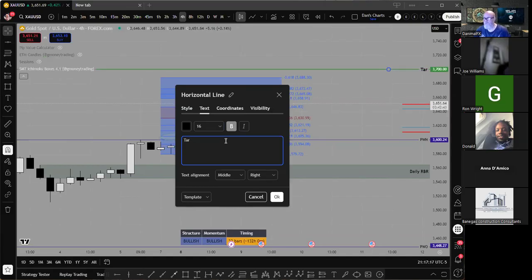Because we always go in targets of increments of like halves. So like if it's 3,600 already, then we might be looking for 3,650. But my ultimate target is 3,700. Ultimately, it will be $4,000.